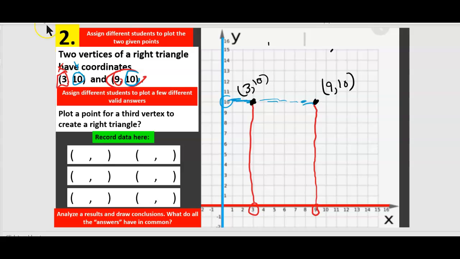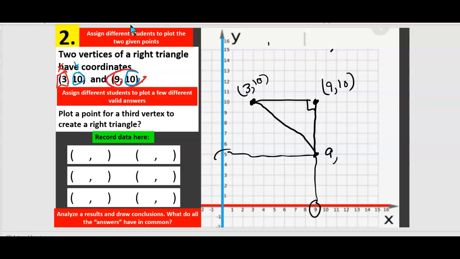All right, erase the mumble jumble. Where can we put another vertex so that it makes a right triangle? We could put it lots of different places. Let's say we put one here. Does that make a right triangle? Yes, it does. See, that makes a right triangle. And that point is 9, the red 9 with a blue 5.